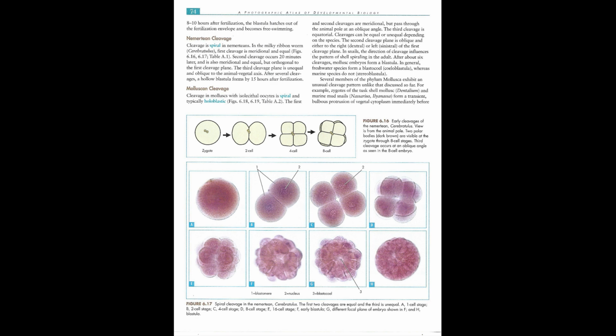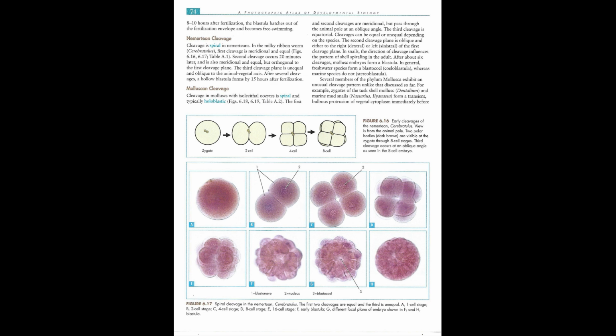Molluscan cleavage. Cleavage in mollusks with isolecithal oocytes is spiral and typically holoblastic, Fig 6.18, 6.19, Table A.2. The first and second cleavages are meridional and pass through the animal pole at an oblique angle. The third cleavage is equatorial. Cleavages can be equal or unequal depending on the species.